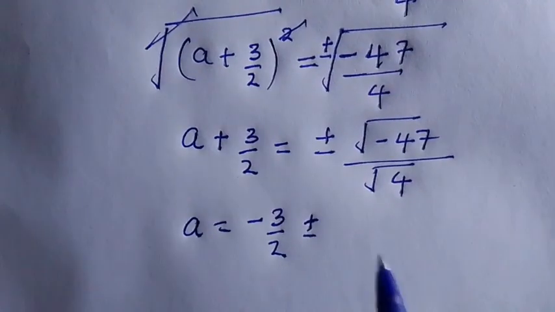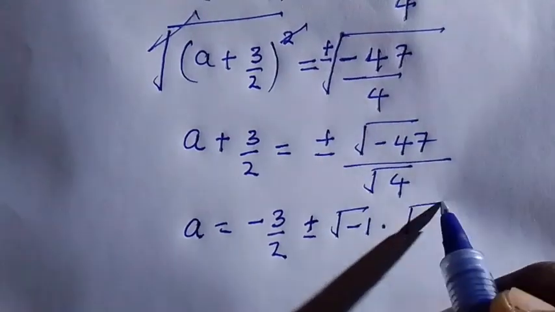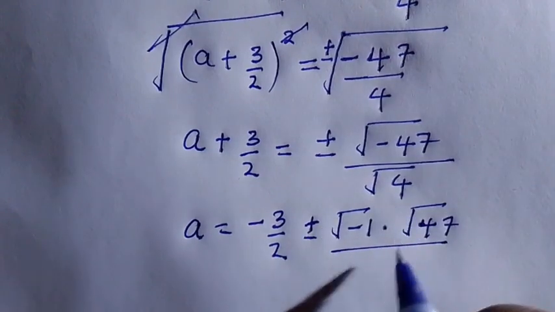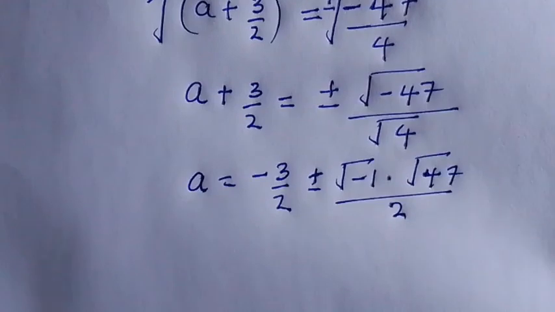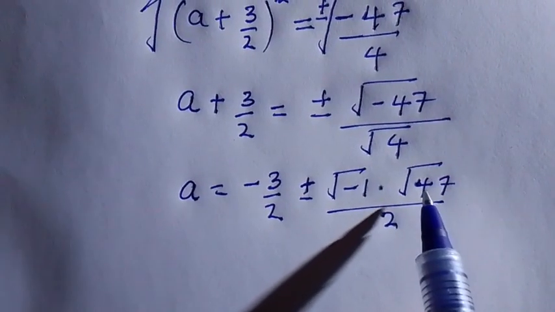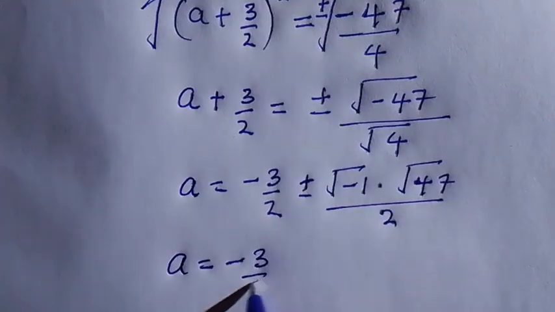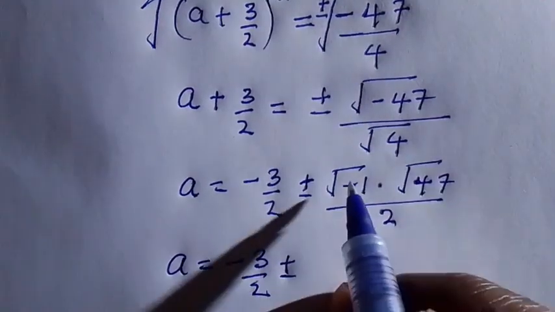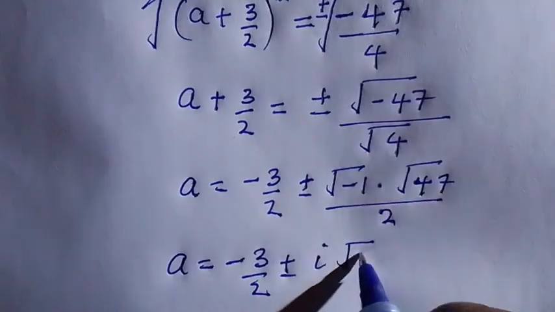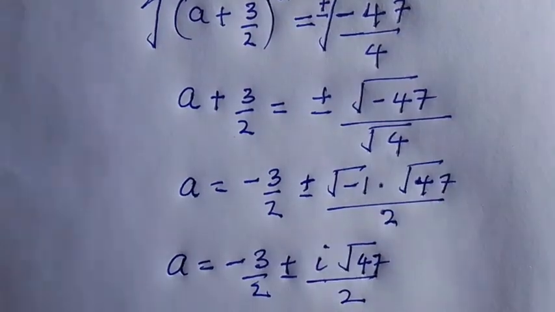So when we have a negative in the root, we can separate it as the square root of minus 1 multiplied by the square root of 47, all divided by the square root of 4. This is a perfect square, and we get 2. We want to leave the answer in short form, that's why I will not compute the value of it. I'll just leave it like this. Here we have a equals minus 3 over 2 plus or minus, and anytime we have the square root of minus 1, it's known as i, multiplied by root 47 divided by 2.